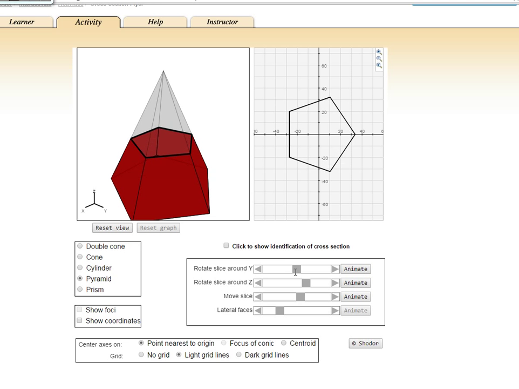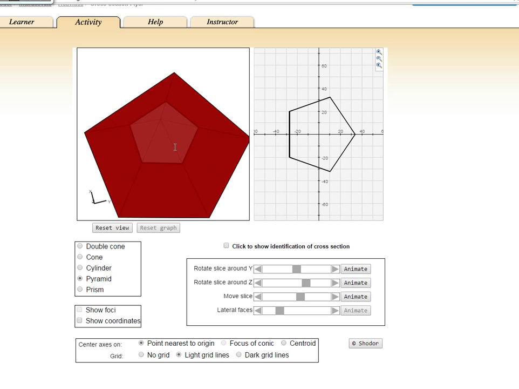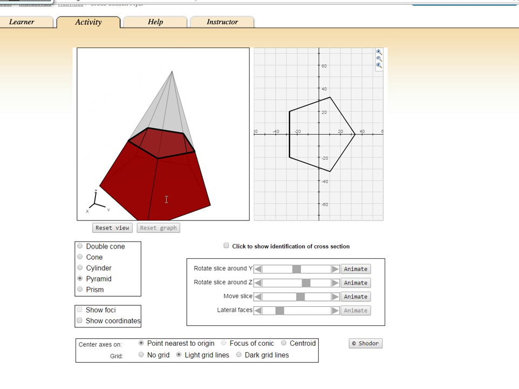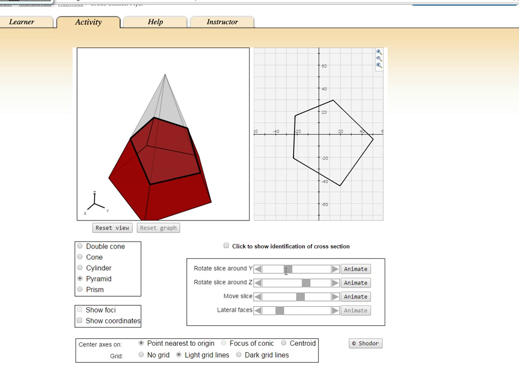Let's look at a pyramid. Let's cut it flat. This is a pentagonal pyramid. The reason we call it a pentagonal pyramid is because the bottom's a pentagon. If you cut it parallel to the bottom, you would have a pentagon as your shape. If you turn that a little bit more, it just extends that pentagon.